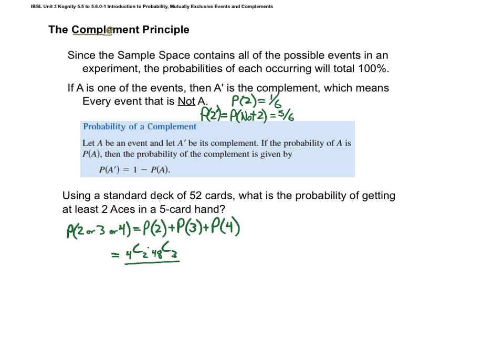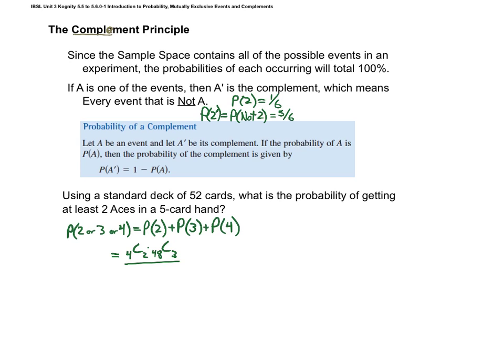But let's think about this. So here's the thing, combinations, we'll revisit these a little later when we get to binomial probability, but the formula for them actually is on your formula sheet, so that's kind of nice.